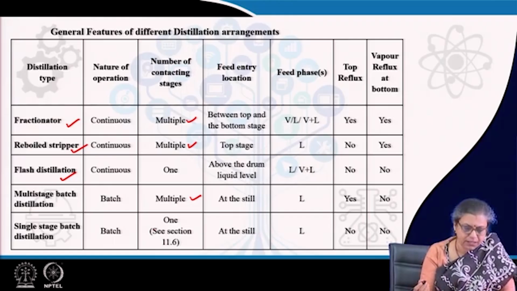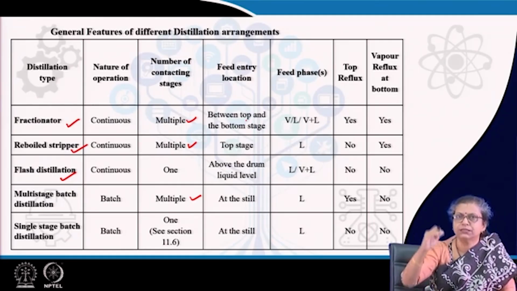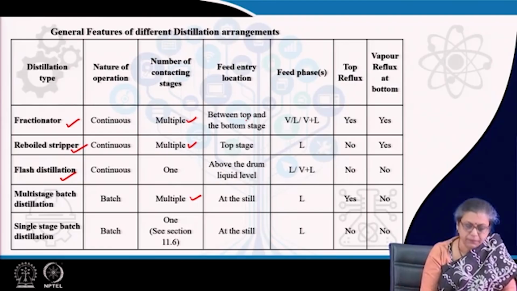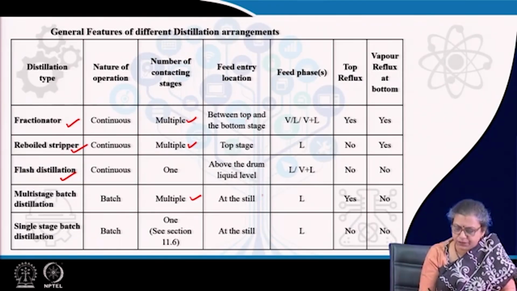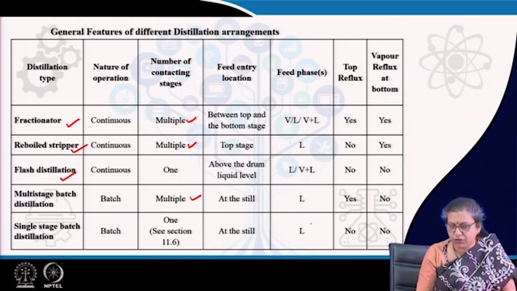Feed entry location, there is nothing to say. In the fractionator, you have already found that it is in between the top and bottom stage. In flash distillation, it is introduced into the flash drum, in the zone just above the liquid level. In batch distillation, the feed is introduced at the still. The feed conditions in different distillation types are mentioned here. We have already discussed these things, so there is nothing for us to say.